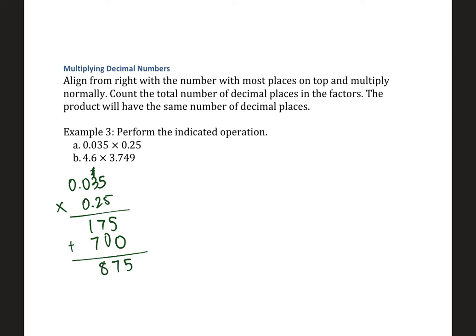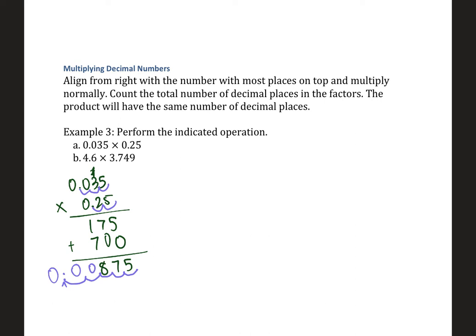Now what I need to do is count how many decimal places. For the one on the top, we have 1, 2, 3 decimal places. Then we have 4 and 5. So I'm going to count from here: 1, 2, 3, 4, 5. Place a decimal point right there. 0.00875.